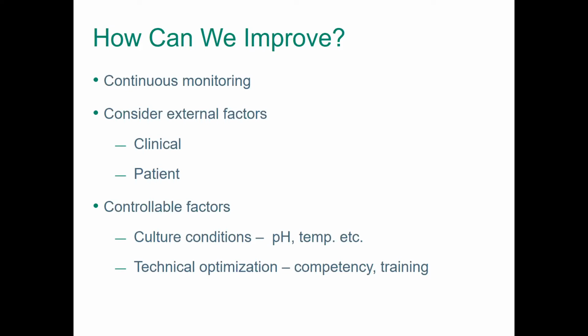Then the other things are controllable, certainly. Your culture conditions, what temperature your incubators are, what pH you're set at, your CO2 rating. You always want to optimize all of your techs. You want to make sure they go through competency, proficiency testing, trainings, continuously updated trainings. Those are all really important things to make sure that everybody's basically bringing their A game all the time. So it's very important to keep track of all of those things.